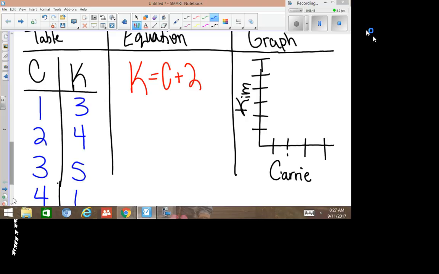So when Carrie was 1, how old was Kim? 3. So when Carrie was 1, Kim was 3. What about this next one? When Carrie was 2, Kim was 4. Carrie was 3, 5, and then 6, okay? How old do you think Kim was when Carrie was 0, when she was born? 2, right. So you could put that dot there if you want to.